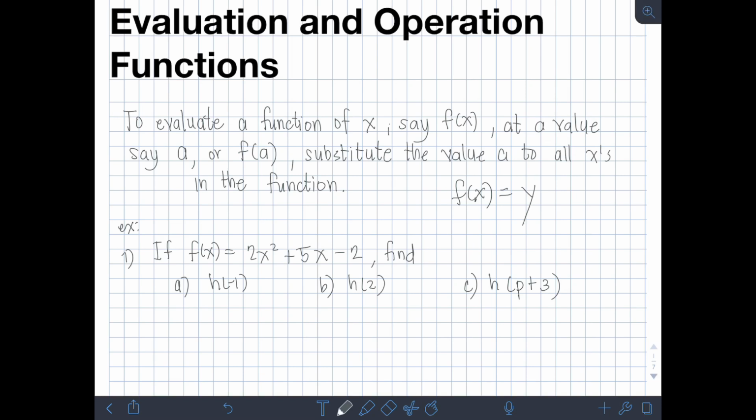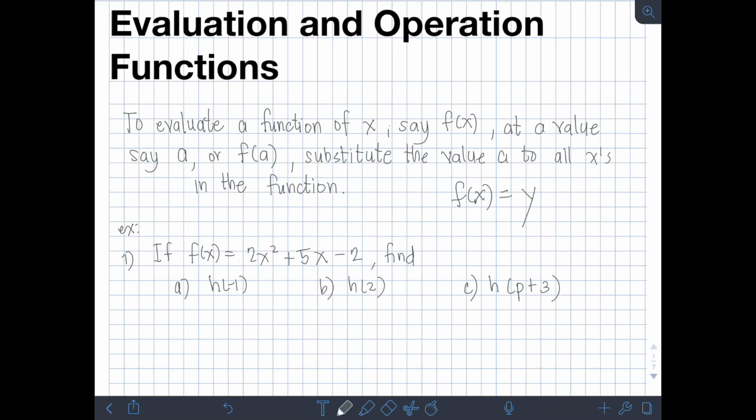Same lang yon. And then, we can let this f of x any algebraic expression as long as the independent variable is x. Kasi, yun yung nilagay natin dito sa loob ng parenthesis. So, yung nasa loob ng parenthesis, siya yung independent variable natin. For example, f of x or y is equal to, let's say, x squared plus 2x plus 1. So, ito yung notation natin for function.